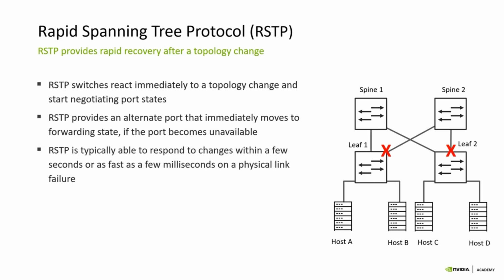To summarize, both STP and RSTP allow a redundant network design by providing a single active path at a time. The backup paths are not used at all as long as the network is stable, and the additional bandwidth is wasted due to blocked ports.